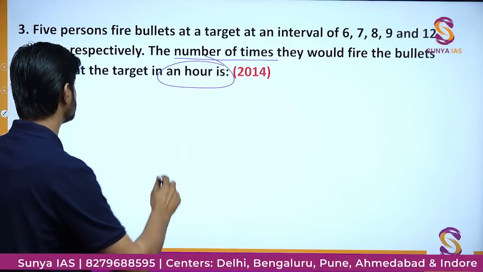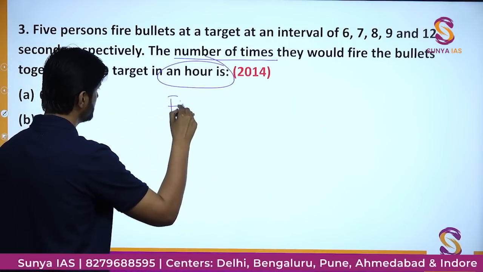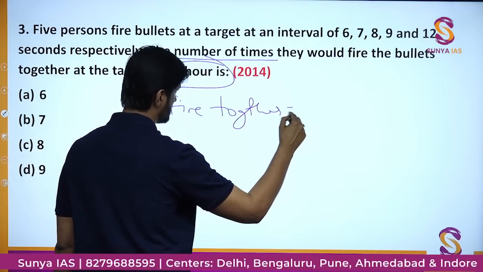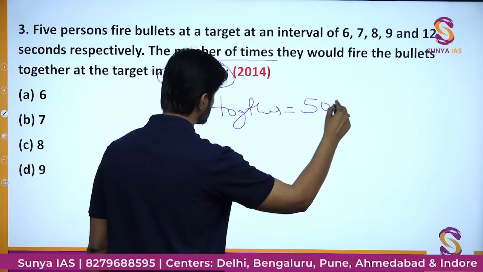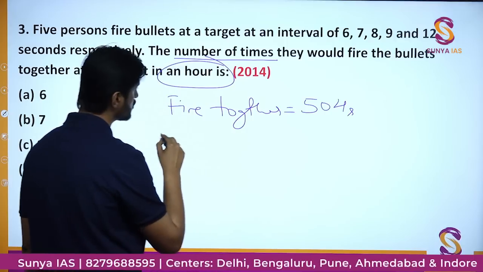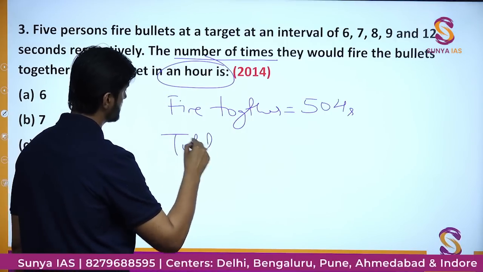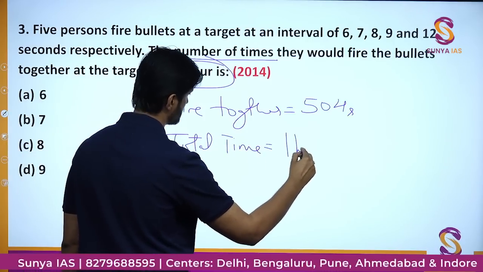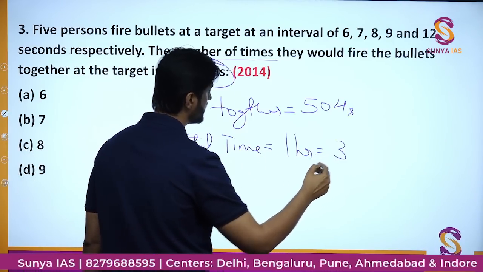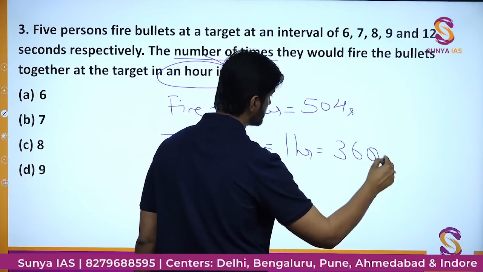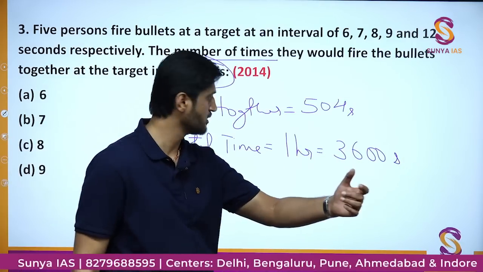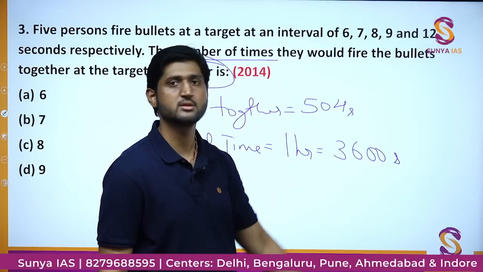So suppose they fire together in 504 seconds, and the total time we have is 1 hour. That is nothing but 3600 seconds. So 1 hour has 60 minutes and 60 minutes have further 60 seconds. So 1 hour will have 3600 seconds.